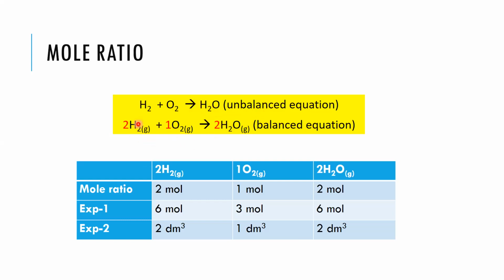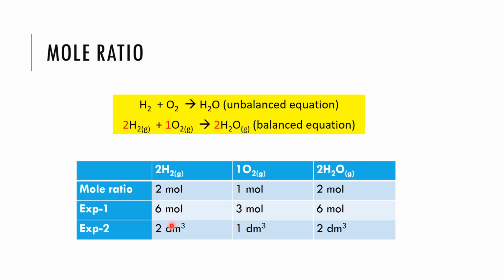I solve that. On the left hand side I have 4 hydrogens, on the right hand side 4 hydrogens; on the left hand side 2 oxygen, on the right hand side 2 oxygen. This is a balanced equation. By using these numbers 2, 1, 2, that's what we call mole ratio. It means that 2 moles of hydrogen gas go into reaction with 1 mole of oxygen gas, and that produces 2 moles of water molecules.